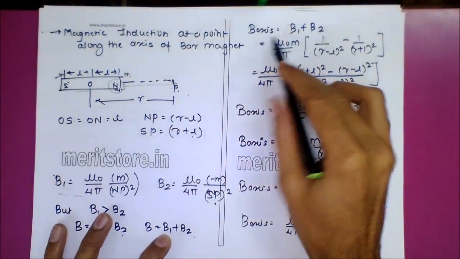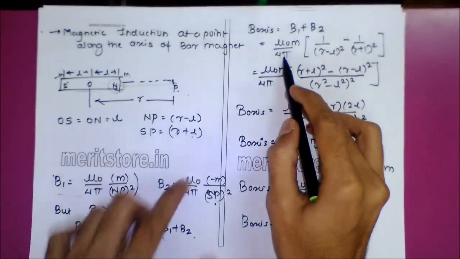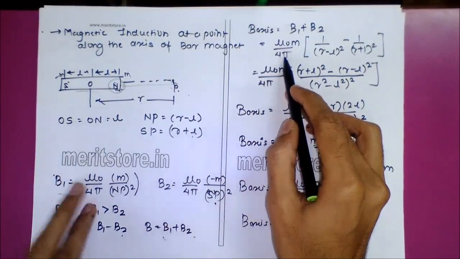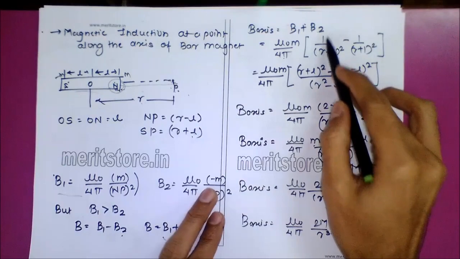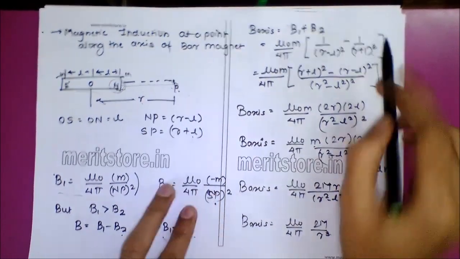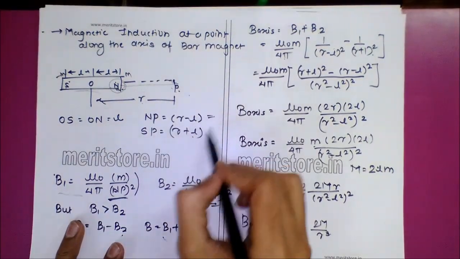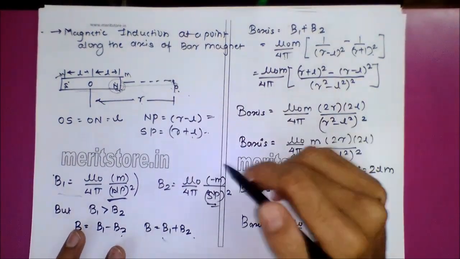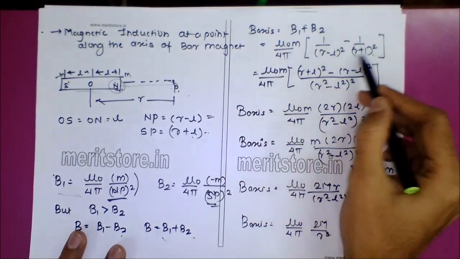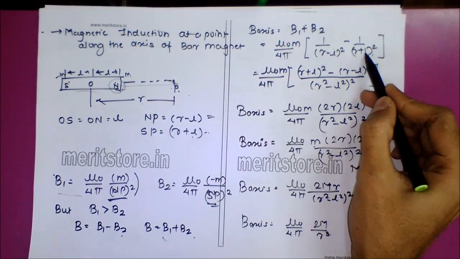So Bx is equal to B1 plus B2, which is equal to mu naught upon 4 pi. I have kept the constant m outside, and inside we get 1 upon (r minus L) square plus 1 upon (r plus L) square, where r minus L and r plus L are the distances NP and SP. I have substituted the distances.